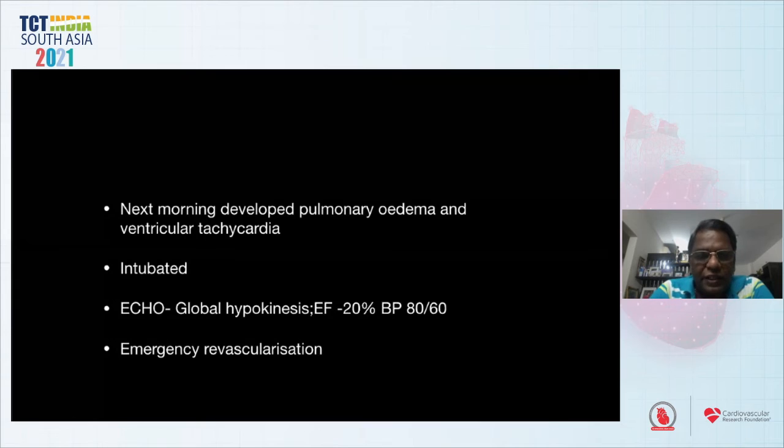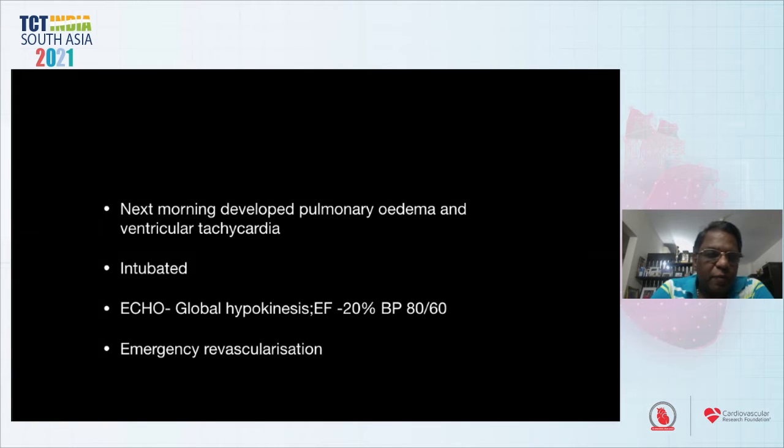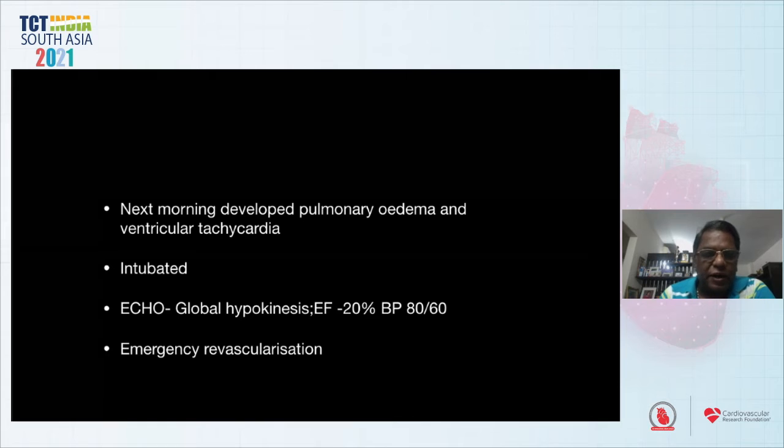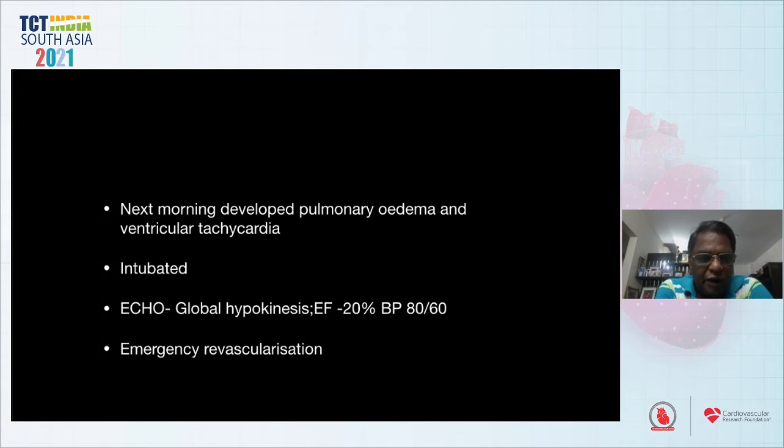The patient could not decide about the revascularization option at that stage. They wanted time, but the patient was kept in the CCU. Next morning, he developed severe pulmonary edema and ventricular tachycardia. He was reverted with DC shock and intubated. Echocardiogram at that stage showed severe LV dysfunction with ejection fraction of 20% and hypotension, blood pressure of 80/60.